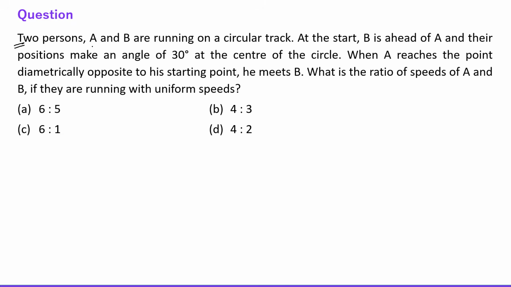Next question is saying two persons A and B are running on a circular track. At the start, B is ahead of A and their positions make an angle 30 degree at the center of the circle. When A reaches the point diametrically opposite to his starting point, he meets B. What is the ratio of the speeds of A and B if they are running with uniform speed?